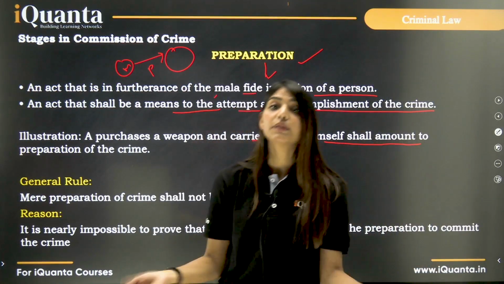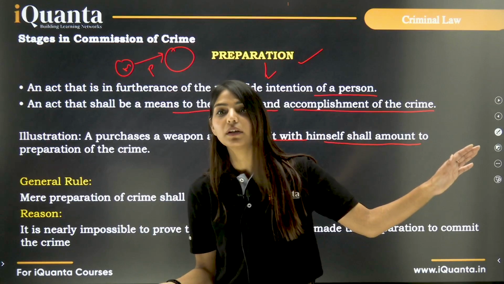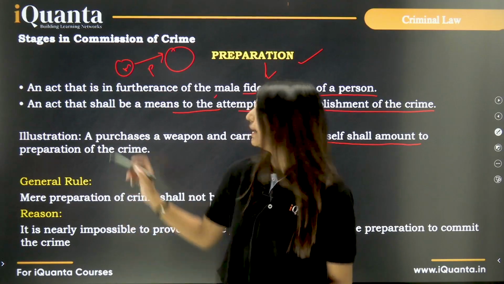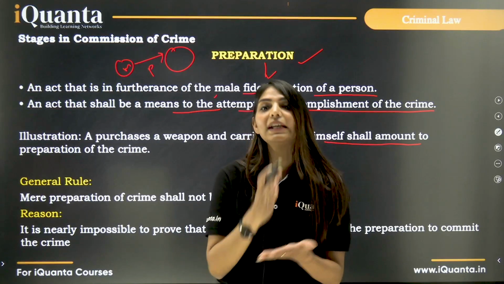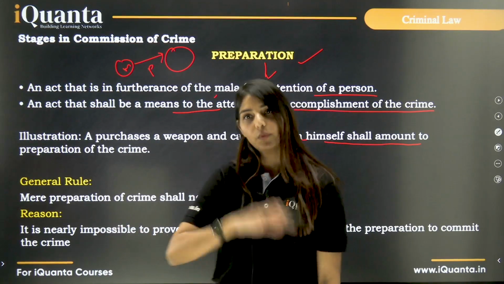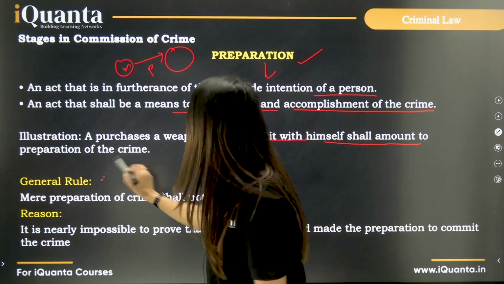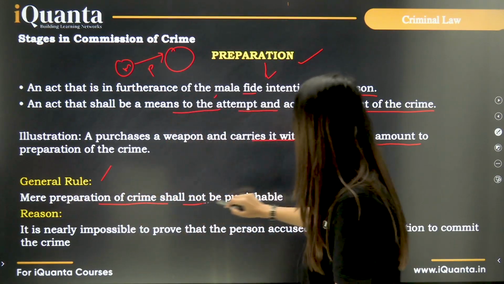The illustration is that A purchases a weapon and carries it with himself, which shall amount to preparation of the crime. Like, if somebody had heard you saying, I will kill you, and the very next day he goes to the market and buys a weapon, definitely it is in furtherance of whatever he was thinking, right? Then the general rule is that mere preparation of a crime shall not be punishable.